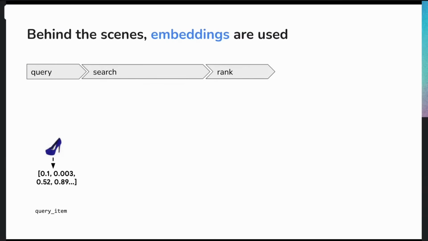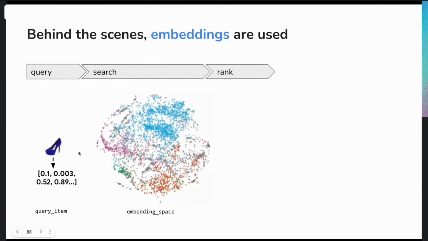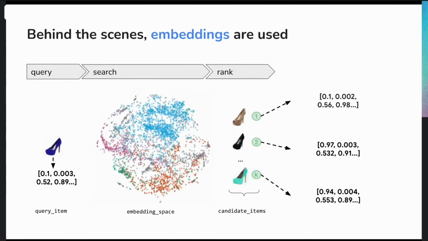It can be image data or text data or video data, and then we get embeddings from these things that we want to curate from. And then we have this embedding space, which basically contains all the embeddings. When I do the curate, I want to search in this embedding space for the things that are closest to what I want to curate from, and then rank them.